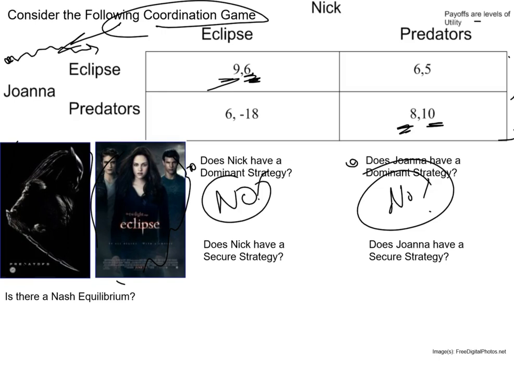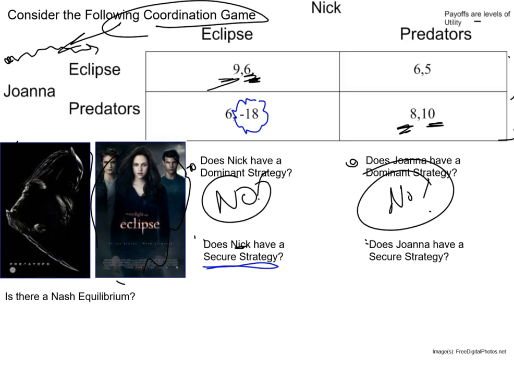While we're here, we can ask two other follow-up questions. Does Nick or does Joanna have a secure strategy? Let's take Nick's first, because Nick's a little bit easier to look at, right? So again, if we're thinking about a secure strategy, let's go ahead and do those in blue. If we do a secure strategy, it's looking at the best of the worst case scenarios. If Nick sees eclipse, what's the worst thing that could happen to him? He's either going to get a 6 or he's going to get an 18. The 6 is the worst thing that could happen to Nick.